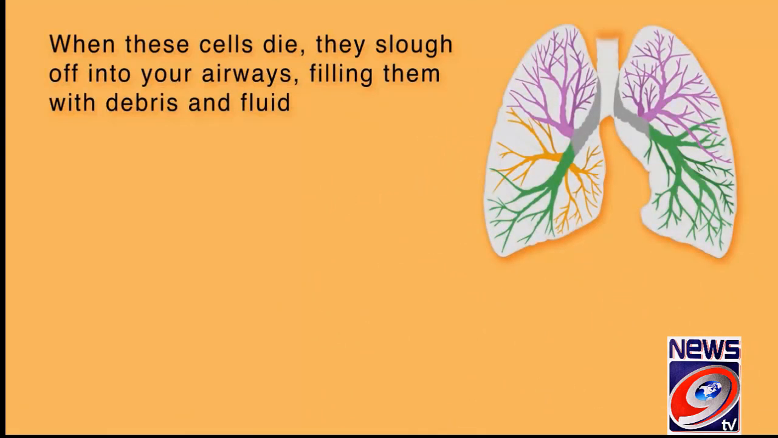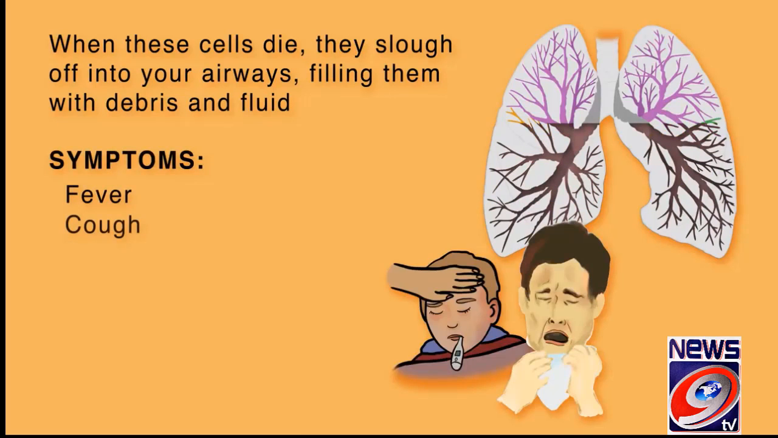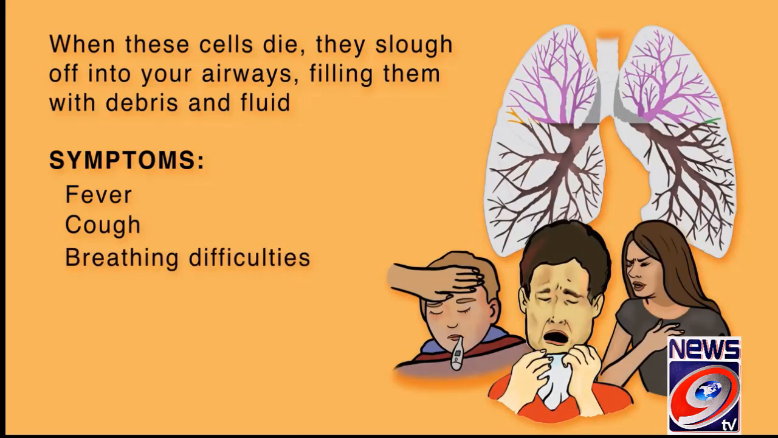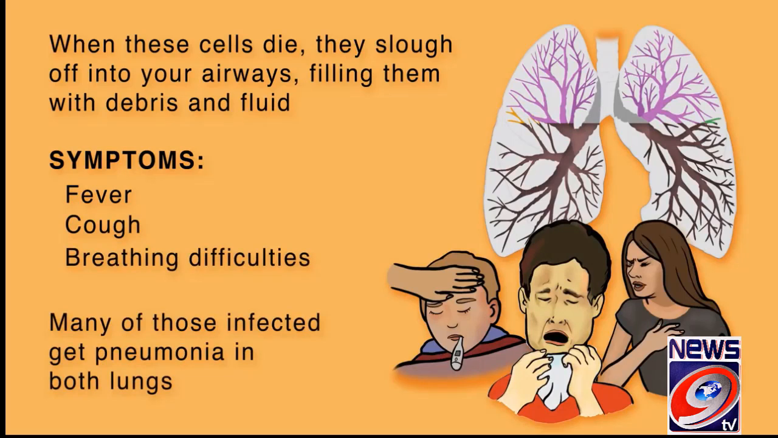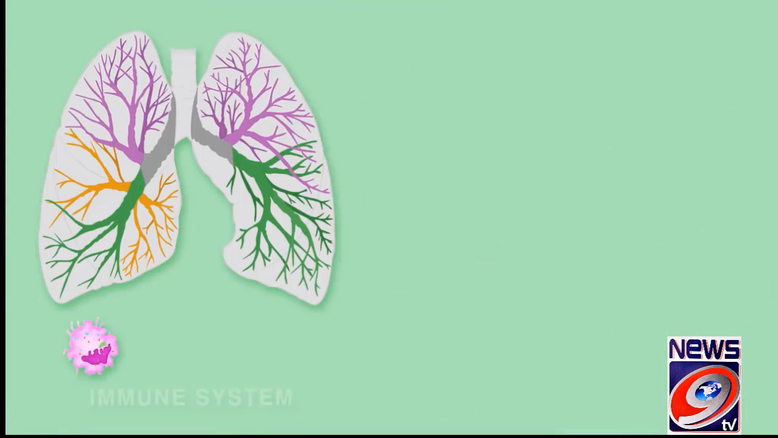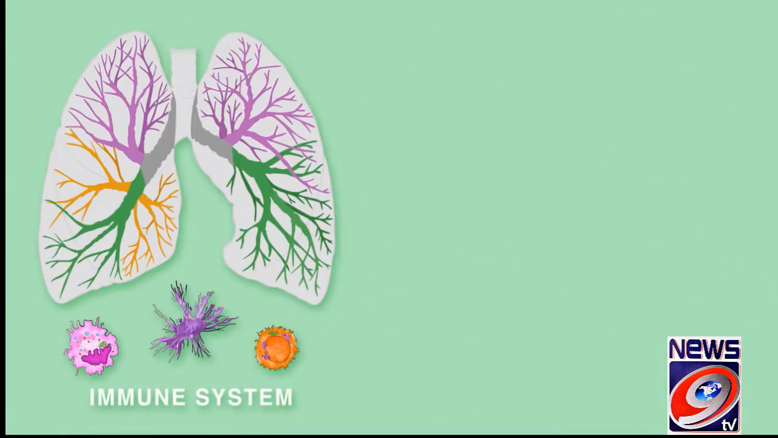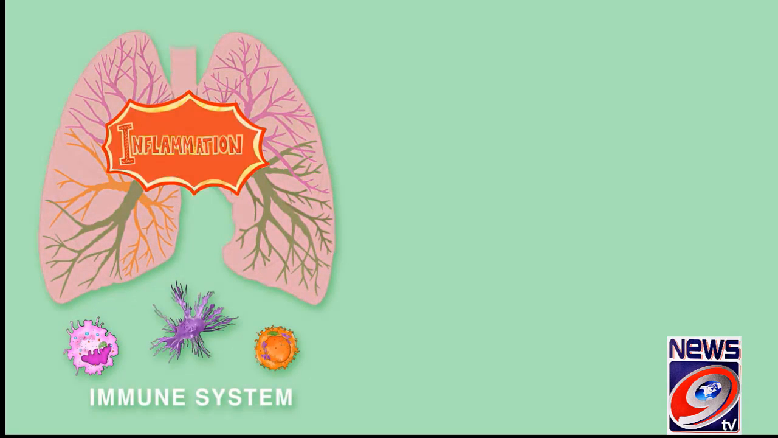When these cells die, they slough off into your airways, filling them with debris and fluid. Symptoms include a fever, cough, and breathing difficulties. Many of those infected get pneumonia in both their lungs. Enter the immune system. Immune cells recognize the virus and flood into the lungs. The lung tissue becomes inflamed.